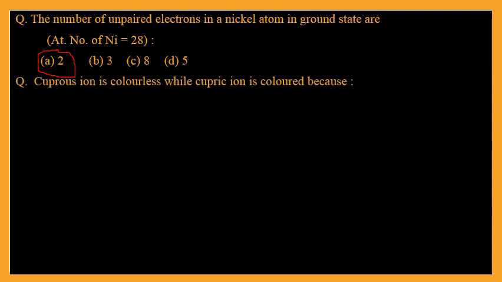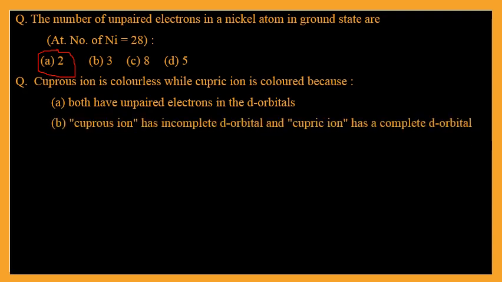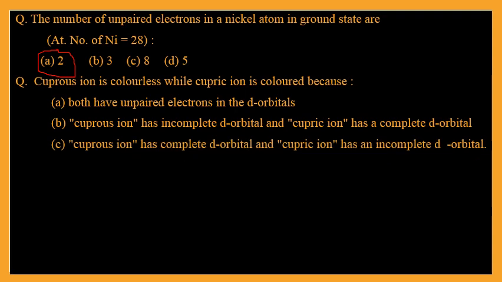Next question, cuprous ion is colorless while cupric ion is colored because, options are given. Cuprous ion is Cu+ whereas cupric ion is Cu2+. First is both have unpaired electrons in the d orbitals. Second, cuprous ion has incomplete d orbital and cupric ion has complete d orbital. Third, cuprous ion has complete d orbital and cupric ion has incomplete d orbital. And the fourth one is both have half filled p and d orbital.